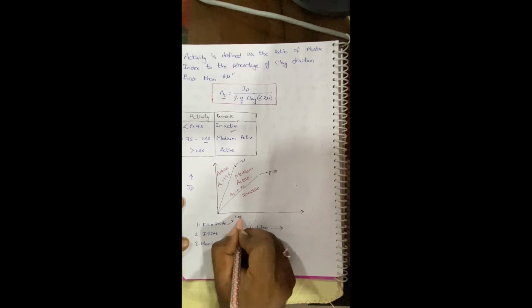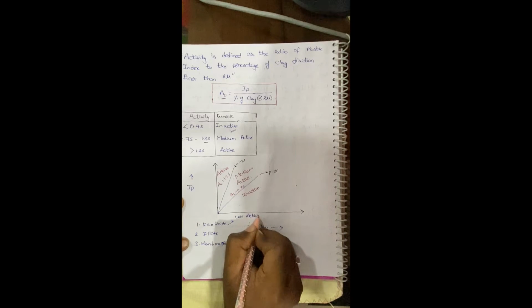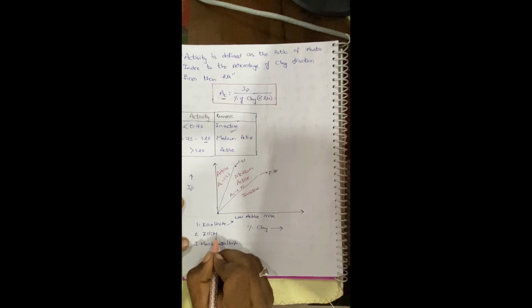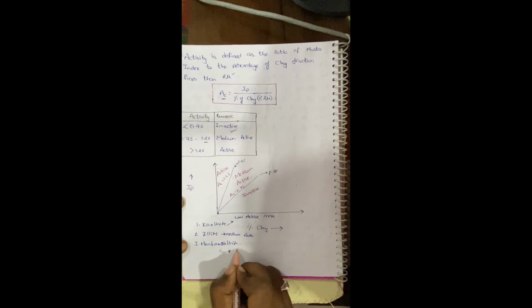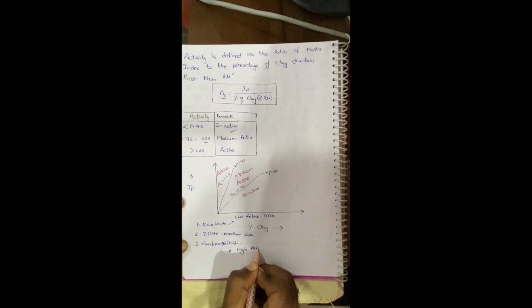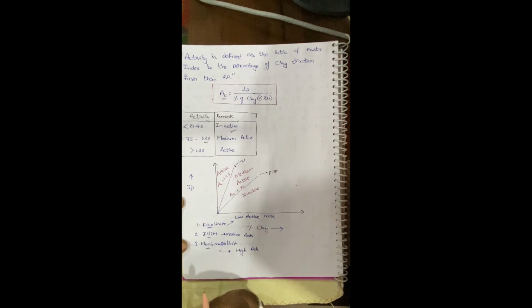The first one is kaolinite, the second one is illite, the third one is montmorillonite. Kaolinite is a low active mineral, I can say. Whereas coming to illite, it is medium active. Whereas coming to montmorillonite, it is highly active. So these are different types of minerals present in the soil.